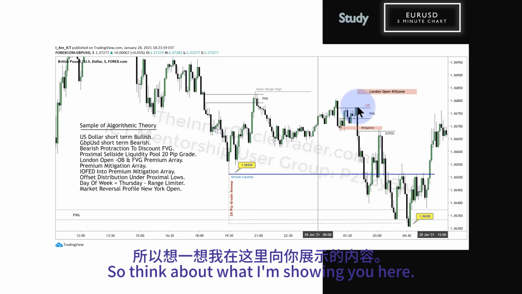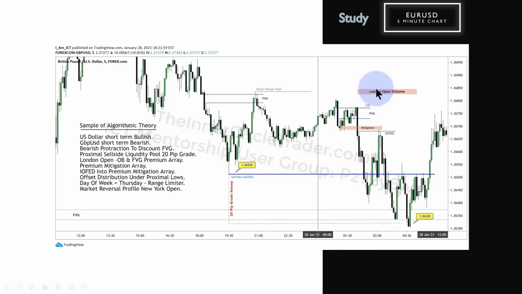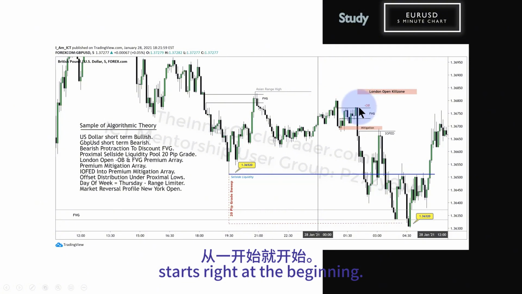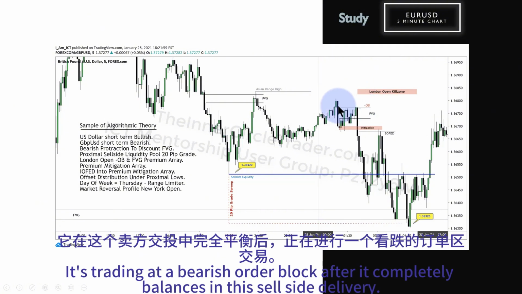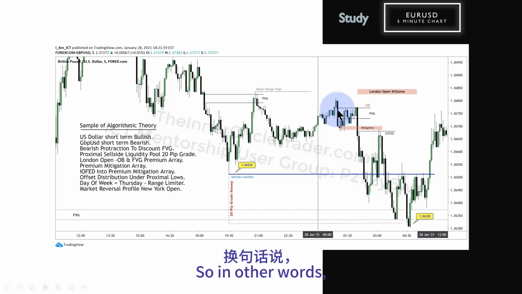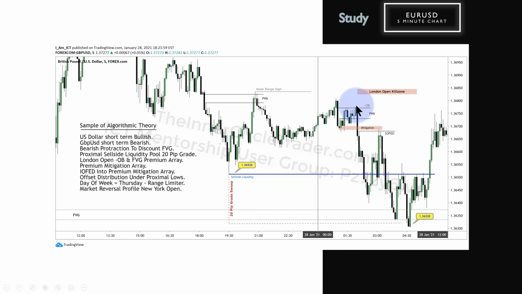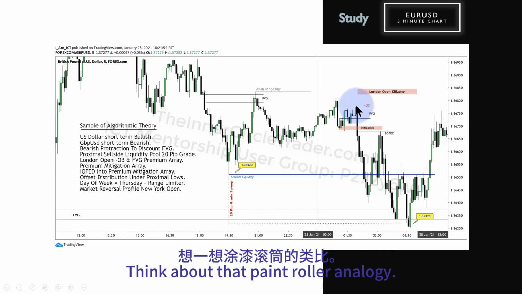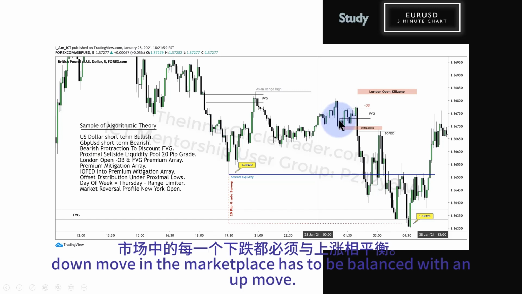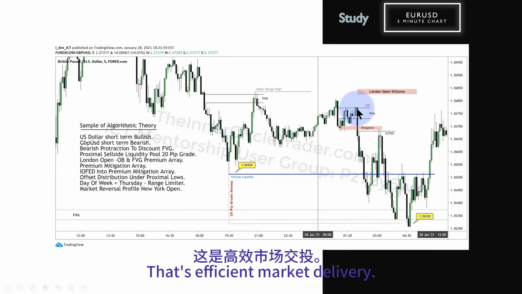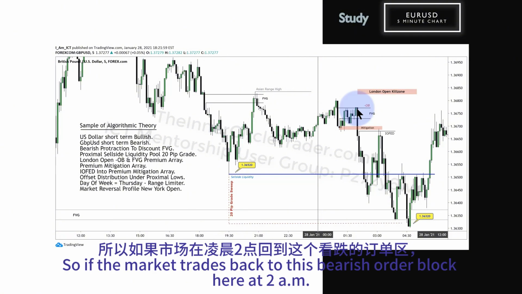So think about what I'm showing you here. Time, London open, starts right at the beginning. It's trading at a bearish order block after it completely balances in this sell side delivery. Okay, so in other words, this one single down candle gets rebalanced with up movement. Okay, think about that paint roller analogy. Every down move in the marketplace has to be balanced with an up move. That's efficient market delivery.